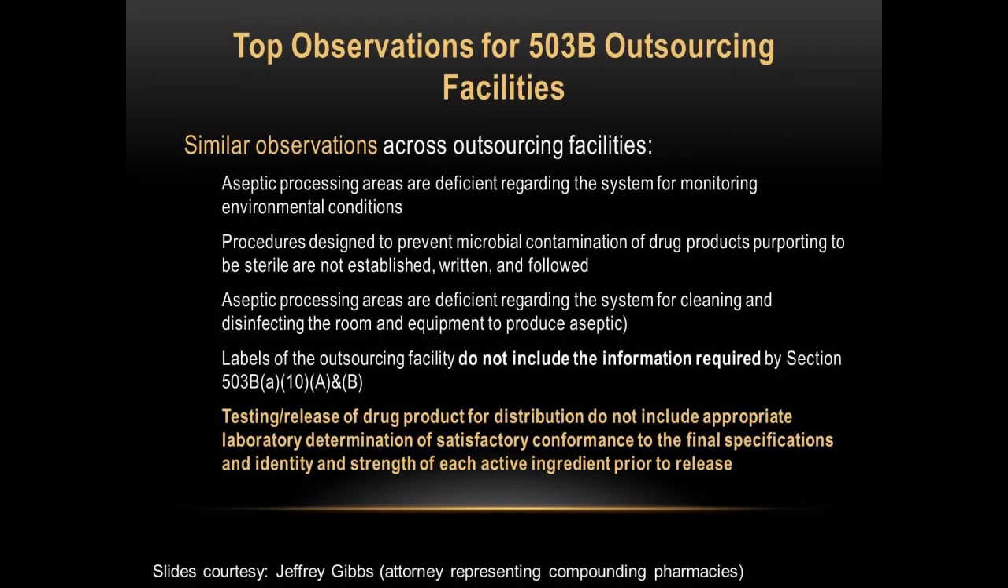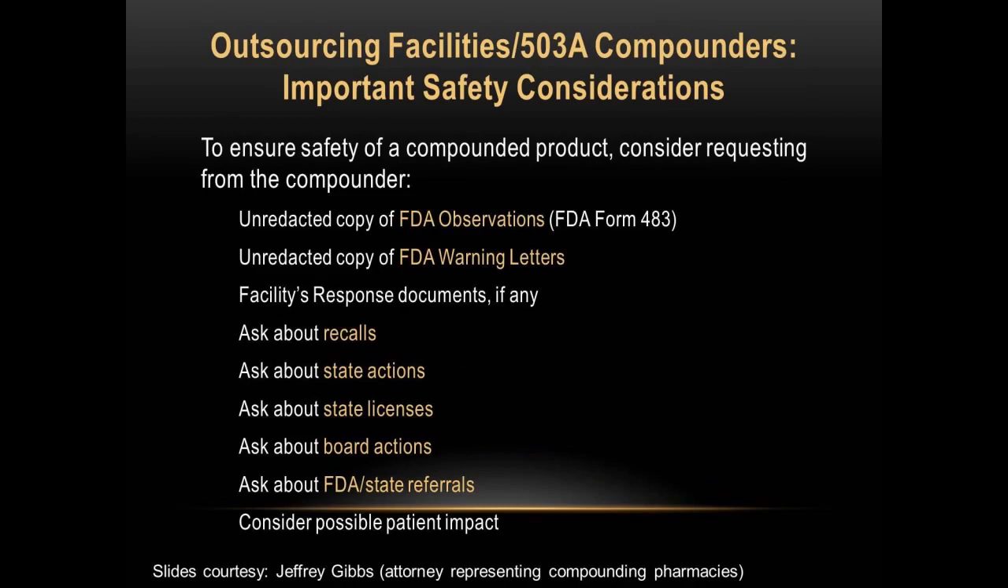You can read those. In fact, the testing, release of drug product for distribution do not include appropriate laboratory determination of satisfactory conformance to the final specifications and identity and strength of each active ingredient. Therefore, what you get sometimes is simply not what's on the label. You can't count on the concentration or the lack of contaminants. These are some important safety considerations for compounders, the 503As.